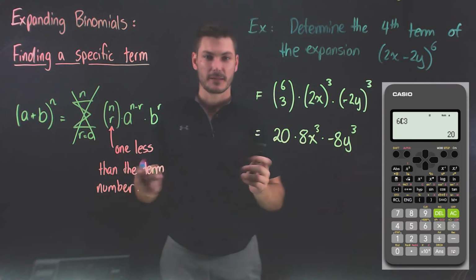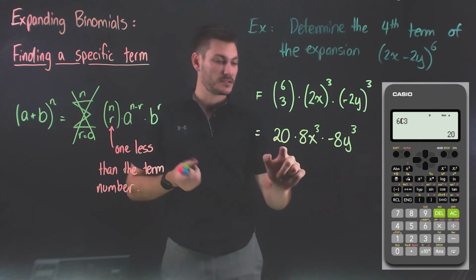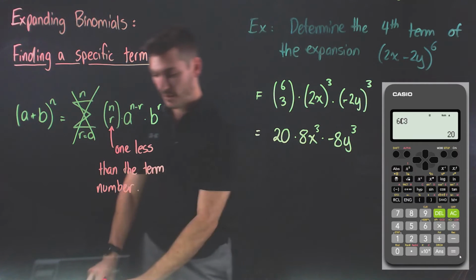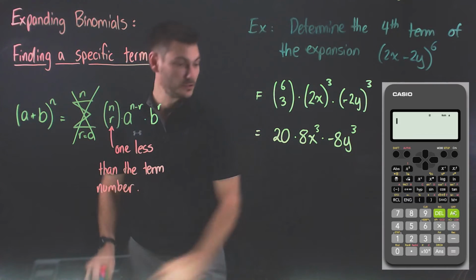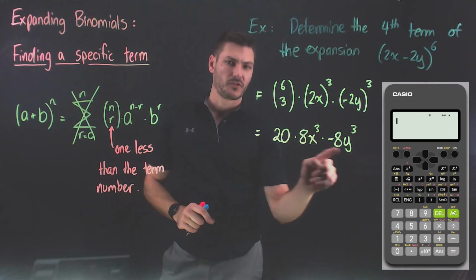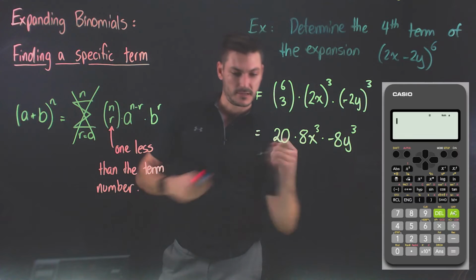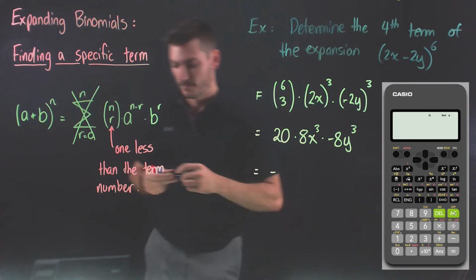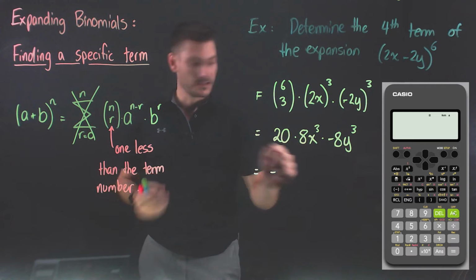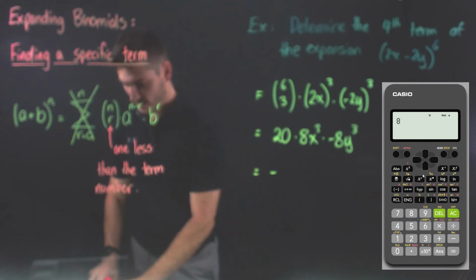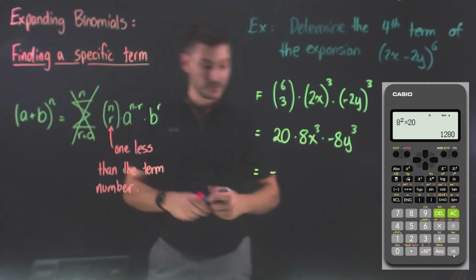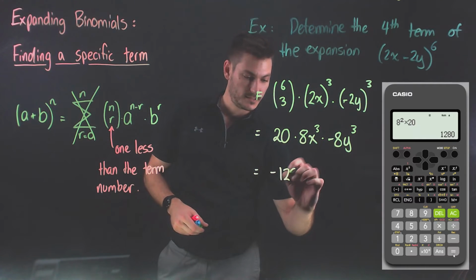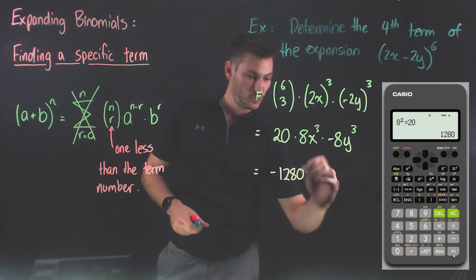While my calculator is still up, that's nice and handy. I'm going to do these multiplications, these values here. I'm going to first of all recognize that I have 2 positives and a negative. So my final answer is going to be negative. Start with that. And I'm going to do 8 times 8 times 20. So let's just go 8 squared times 20, which is 1280. So 1280. And then we have x cubed, y cubed.